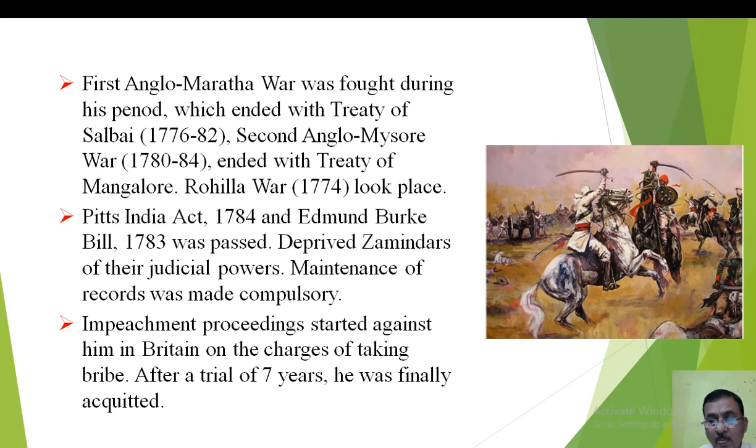Impeachment proceedings: another thing that happened to him, maybe a matter of destiny, is that he was impeached. He was charged with corruption, and the proceedings took place in the British Parliament. However, after a trial of 7 years, he was finally acquitted. So dear students, try to memorize and learn these things related to Warren Hastings, because in any competitive exam, you are bound to get one question related to the Governor Generals of Bengal, the Governor Generals of India, or the Viceroys of India.